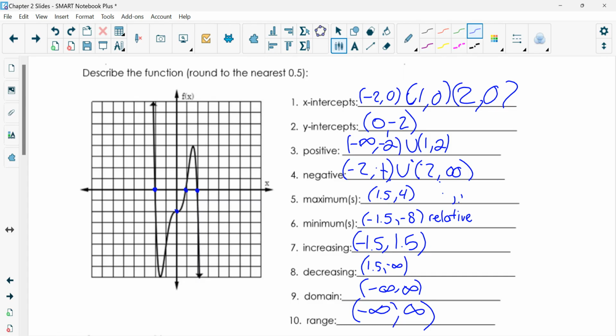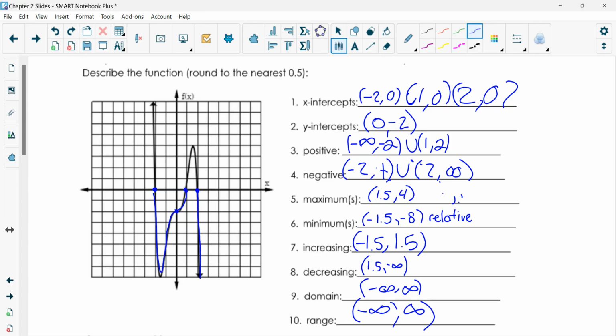The negative is where it's below the x-axis. We have 2 spots where that is below the x-axis, so it is this first part that goes here. Okay, so that's from x values of -2 to 1. And then again at the very end, it goes from x values of 2 to infinity where it is negative.